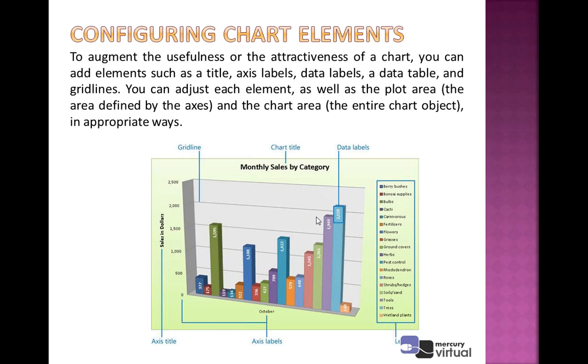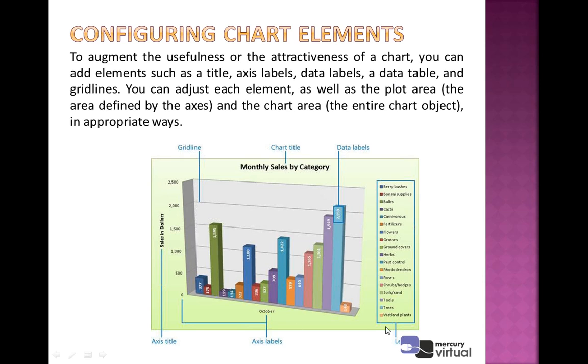Next is how to configure chart elements, means how to use the chart elements. To augment the usefulness or the attractiveness of a chart, you can add elements such as title. So this is the title. Where is the title? This is the axis title. Axis labels: these are the axis labels like October, and the title is sales in dollars.